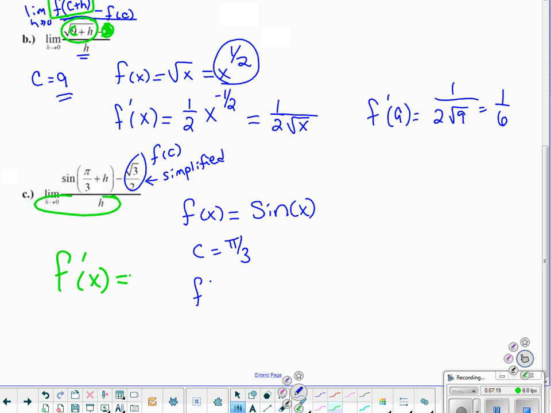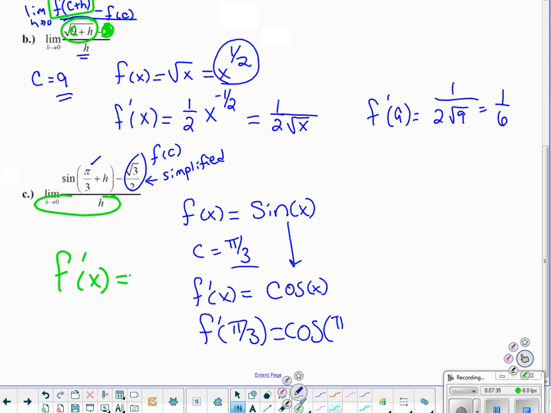Good. Now let's go into our derivative. Let's get the general derivative. That would be a cosine. Derivative of sine leads me to cosine. And last step, do the evaluation at a point at pi over 3. Okay, I can do that. Cosine of pi over 3 is 1/2. 1/2 is the answer to that problem.